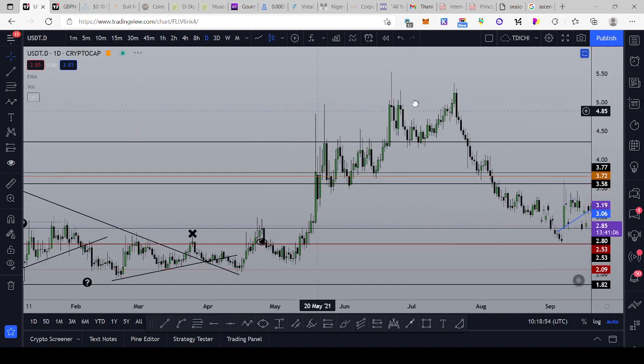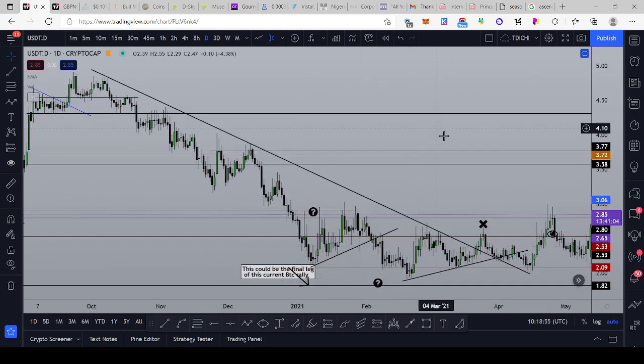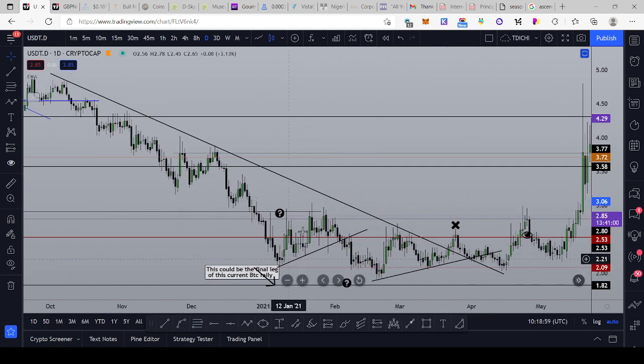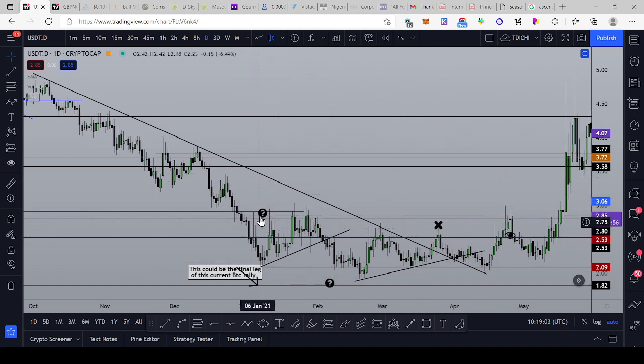I want you to see something right here, because we had this setup in February. The line is quite thin, but you can see this is an ascending triangle as well.